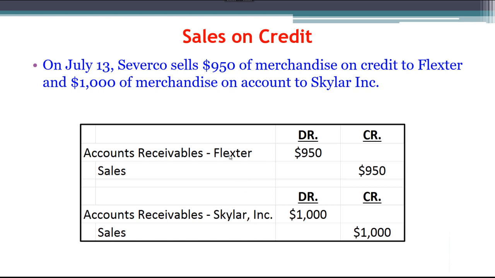So let's take a look at a few examples here of sales on credit or on account. It's the same concept. On July 13th, Severco sells $950 of merchandise on credit to Flexter, and then they sell $1,000 of merchandise on account to Skylar Incorporated. Again, it's the same thing. So the entry will be the same except for the dollar amounts and except for the fact that a different customer is attached to each accounts receivable. In both cases, we're debiting accounts receivable for the corresponding amount and the corresponding customer to increase that accounts receivable, and we're crediting sales to record a revenue.